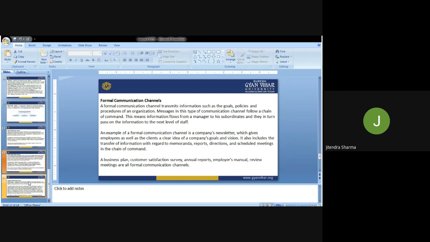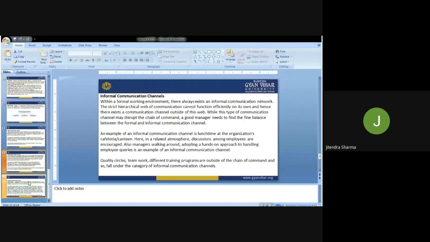Now the informal communication channel. Within a formal working environment, there always exists an informal communication network. Strict hierarchy means that web of communication cannot function efficiently on its own. There exists a communication channel outside of this web. While this type of communication channel may disrupt the chain of command, a good manager needs to find the fine balance between the formal and informal communication channel.